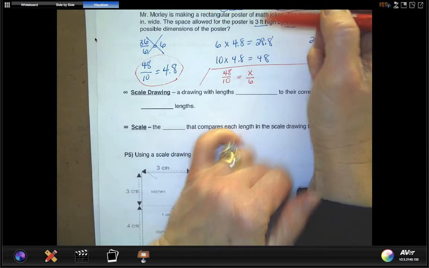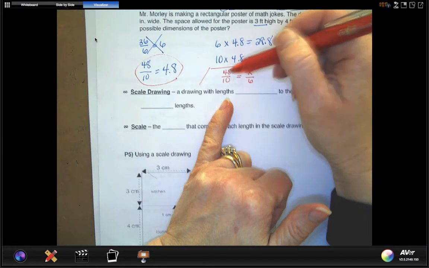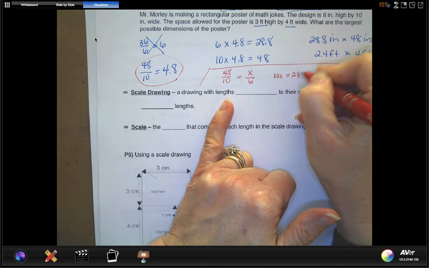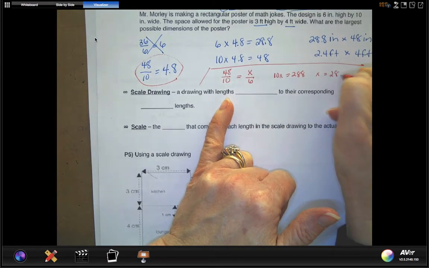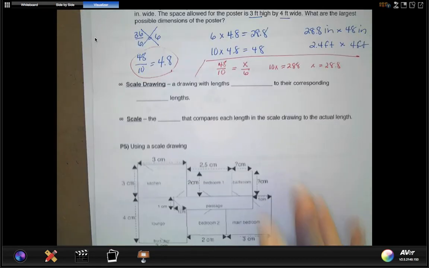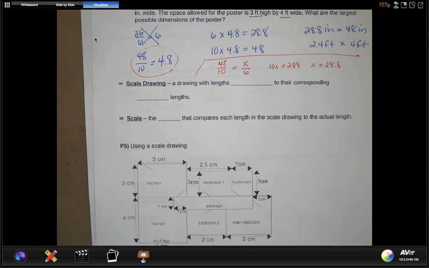But here, since I don't know what the 6 is, if I cross multiplied here, I'd get 10x is equal to 288. Again, divide both sides by 10, I get 28.8, which is the same number I had before. So that's another way you could do it. Probably the way I did it in blue is the way that you would just kind of think to do it.